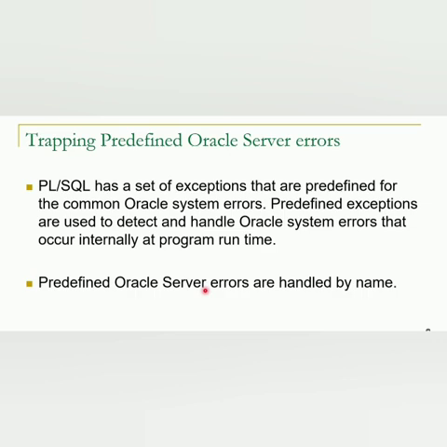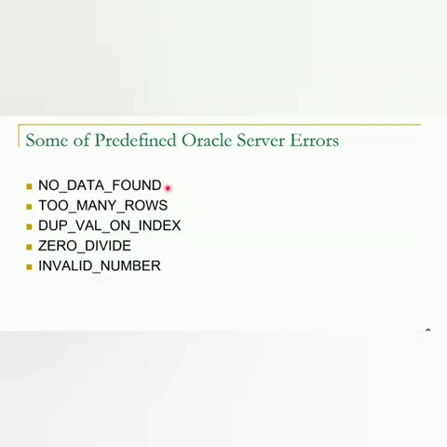So the errors during program runtime are called exceptions, and they occur internally. This is the main point: it is implicit, so it will occur internally. Then predefined Oracle server errors are handled by name. Then we will see some of the errors to understand it very clearly.